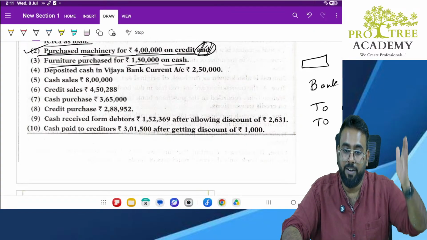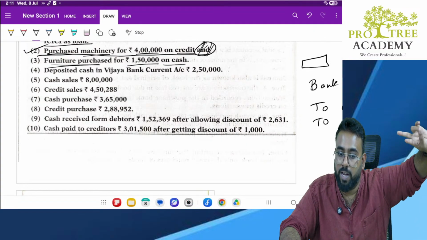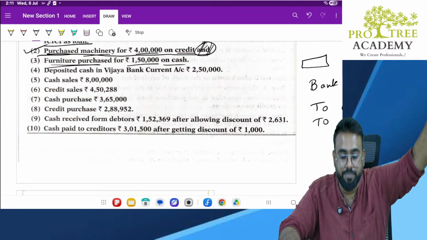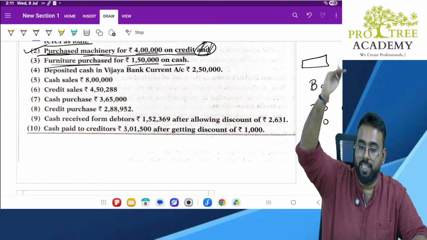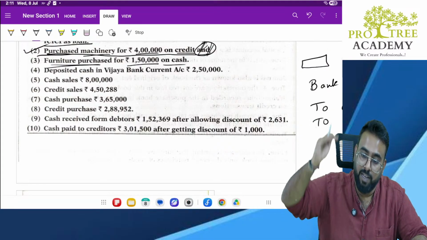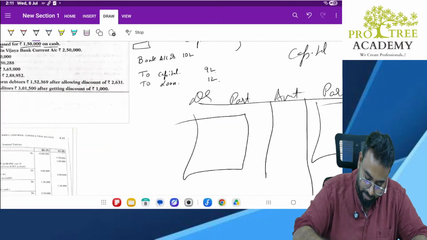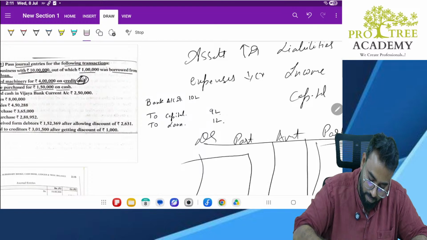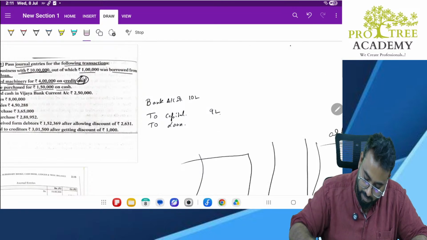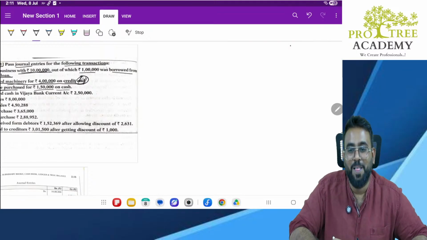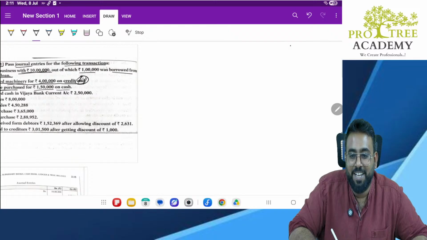Clear? Yes. So, when it fits the definition of capital expenditure, it will become our asset. Understanding everybody? Am I clear? Okay. Now, asset is increasing. When asset increases, what will happen? Debit. Correct? So, what is the entry?